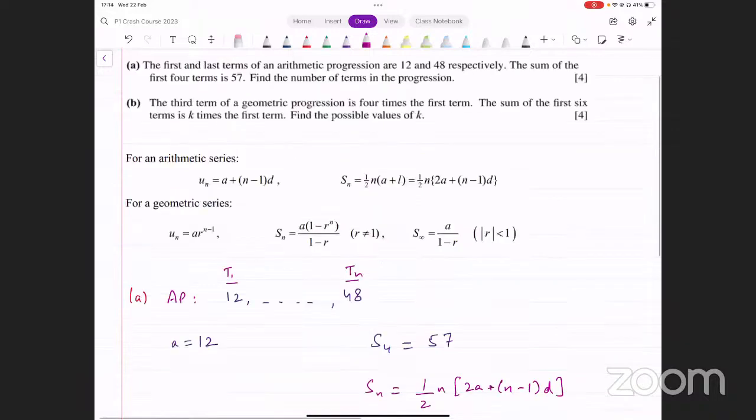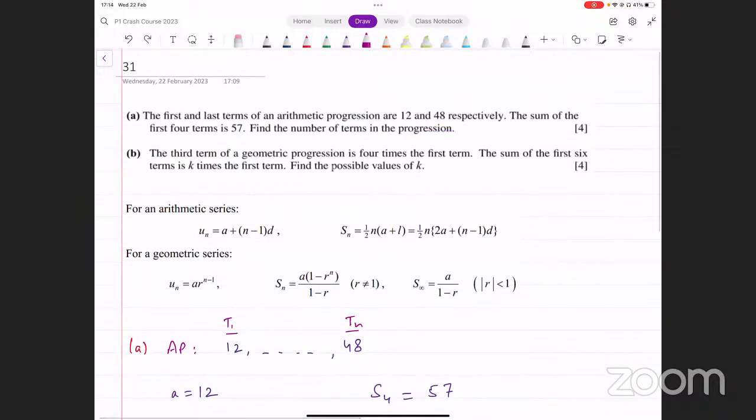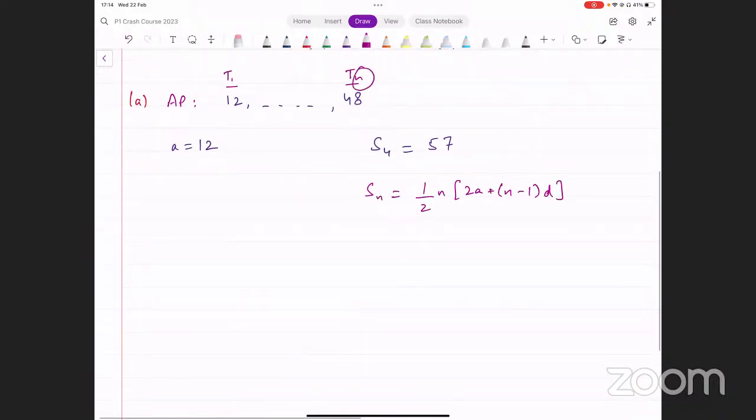Now, what we're looking for is the number of terms in the progression. So we're looking for the value of n here. So we have this formula, Sn equals half n into 2a plus n minus 1 times d. What's the sum that we're given? We're given S4. So we could say S4 is equal to half into 4 into 2 times a. The value of a is known, that's 12, plus n minus 1. N in this case is 4, right? 4 minus 1 times the difference. We don't know what the difference is.